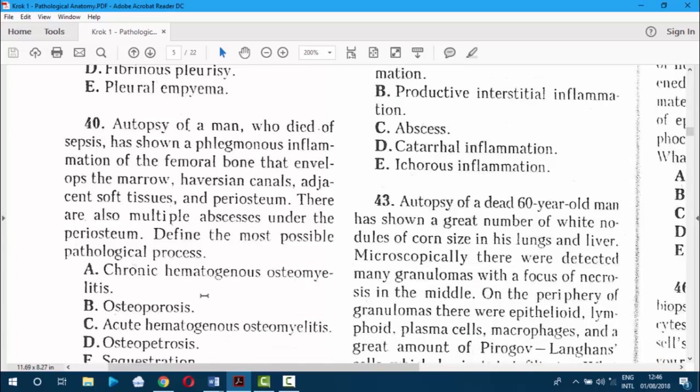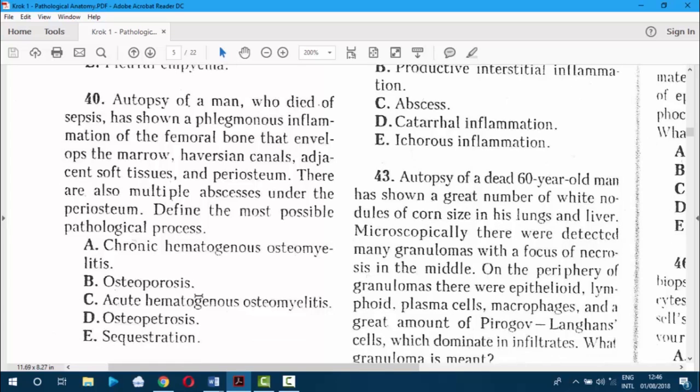40. Autopsy of a man who died of sepsis has shown a fibrinous inflammation of the femoral bone that envelops the marrow, Haversian canals, adjacent soft tissues, and periosteum. There are also multiple abscesses under the periosteum. Define the most possible pathological process. Usually, sepsis is of acute form. Note that. And if not treated, it now leads to what? To death. Hence, our first answer could be what? Could be acute.